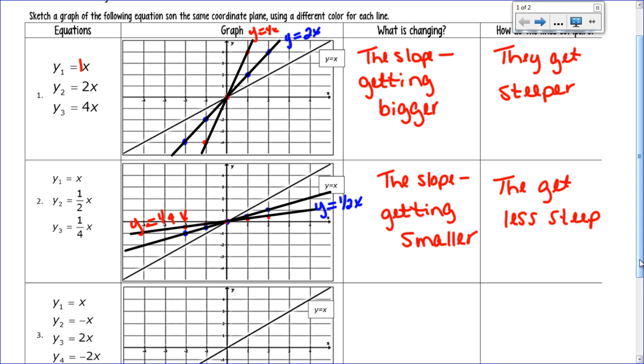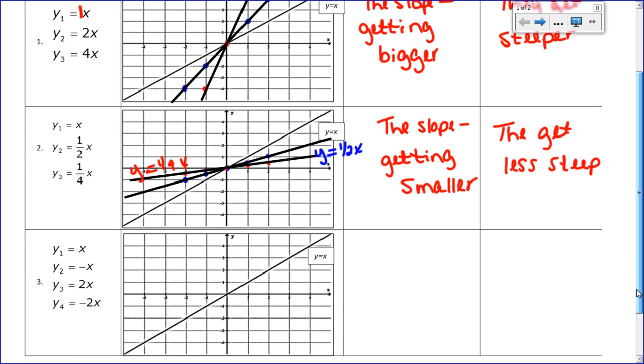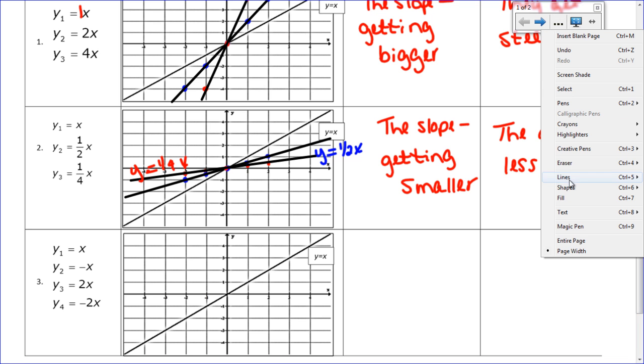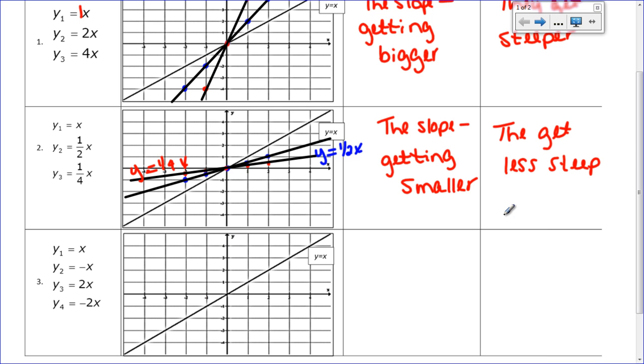So now let's look at number 3. Number 3 has 4 lines instead of 2, or instead of 3, but we're still going to see the same kind of stuff happening. We're going to do what it asks, and we're going to graph them and then compare and see what's happening. So the first one, y equals x, is on there.